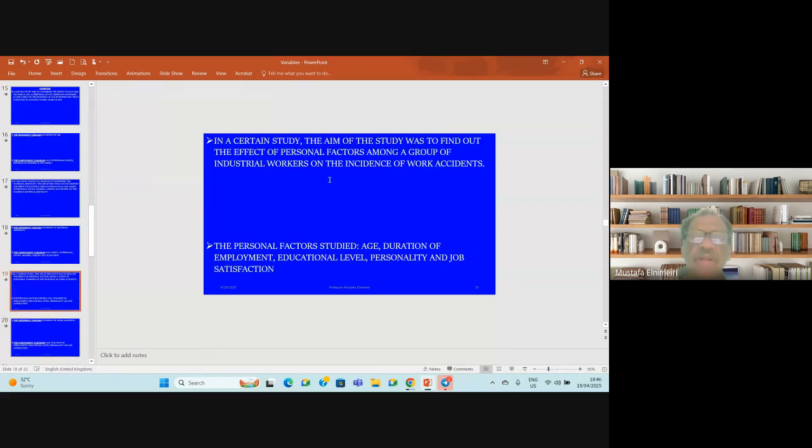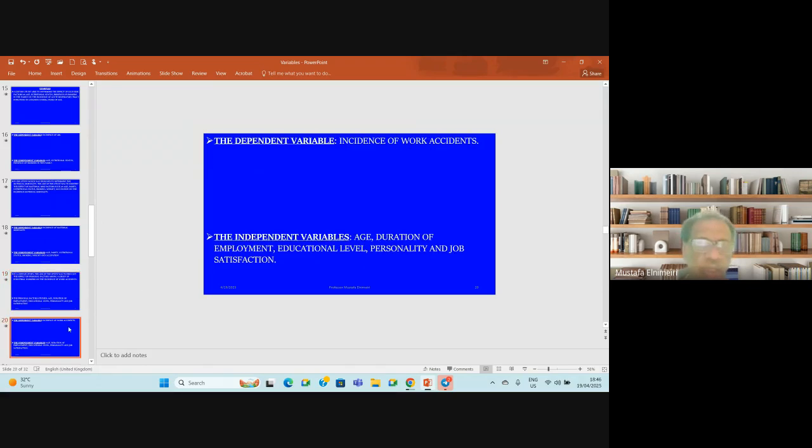Then in another study, the aim of the study was to find out the effect of personal factors among the group of industrial workers on the incidence of work accident. The personal factors studied are age, duration of employment, education level, personality, and job satisfaction. In this example, the dependent variable is the incidence of work accidents. The independent variables are the age, duration of employment, education level, personality, and job satisfaction.